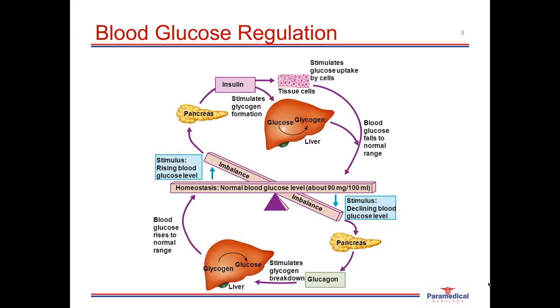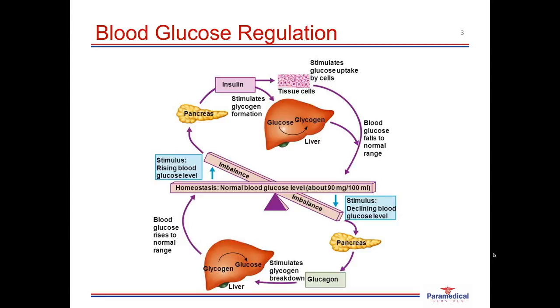insulin and glucagon. Insulin is produced by the beta cells of the pancreas, and when blood glucose levels rise too high, insulin is released and it aids in transportation of glucose from the bloodstream into the cell. It also aids in metabolism of the glucose by the cell, and any excess glucose in the bloodstream, it helps to convert that glucose into glycogen, which can be stored in the liver.